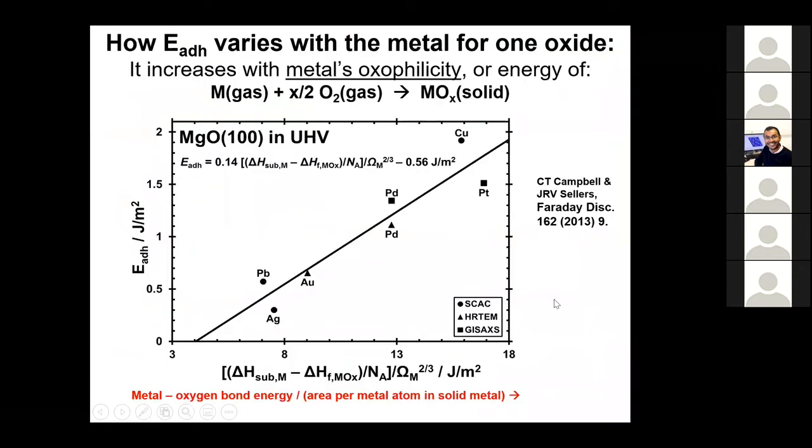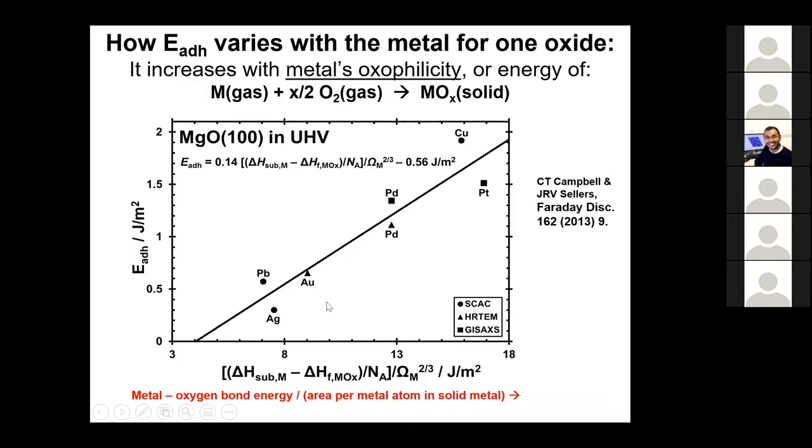So can we learn about the systematics of adhesion energies? Well, we're making some progress on that, but not as much as I wish. If we have a single support, in this case MgO, and we measure the adhesion energy and do it for different metals across the periodic table, we found that it correlates very strongly with this axis, which is like the oxophilicity of the metal. And so copper is more oxophilic than silver and gold.